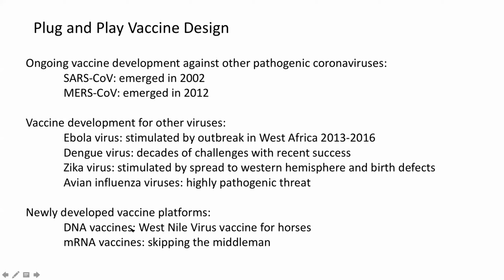And then with these newly developed vaccine platforms, DNA vaccines, again, we don't have any licensed in humans, but there's a West Nile virus vaccine for horses. And then the mRNA vaccines that have been in development for a while allow a really rapid vaccine production, again, just using the same platform and just changing the gene of interest.